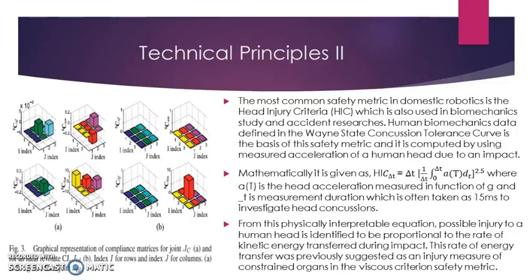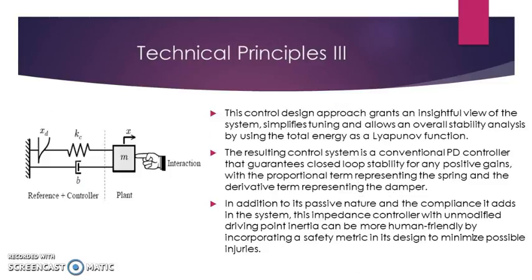So it comes with equations for the head injury criterion, where a(t) is the head acceleration measured as a function of g, and T is the measurement duration, which is often taken as 15 milliseconds to investigate head concussions. From these physically interpretable equations, possible injury to a human head is identified to be proportional to the rate of kinetic energy transferred during impact. This rate of energy transfer was previously suggested as an injury measure of constrained organs in the viscous criterion safety metric.